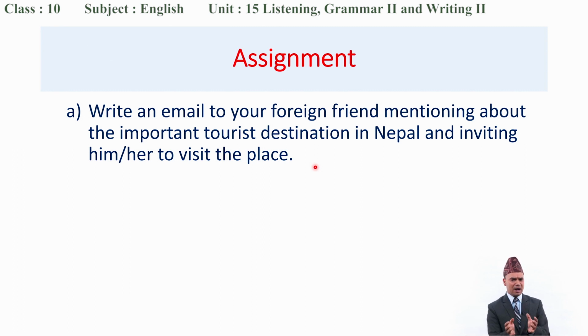Not only Pokhara, but you can describe any place. For example, Nagarkot, Lumbini is also there. Bhaktapur is also a historical place or tourist destination. You can try this one.